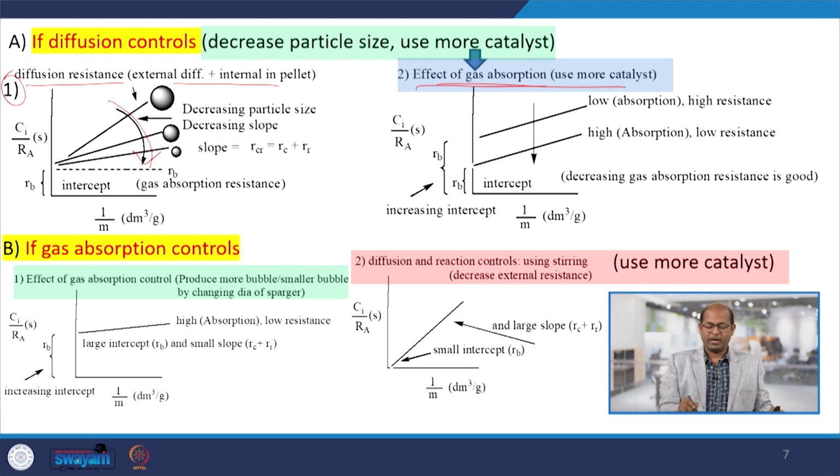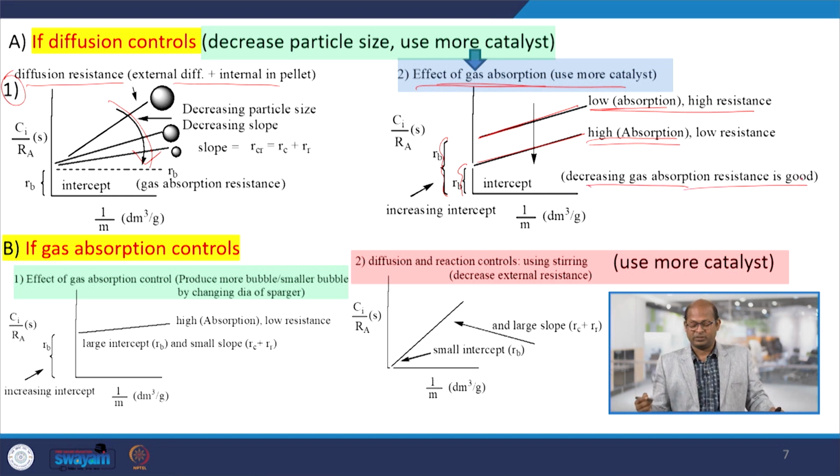If we use more catalyst, what would happen? Here there is low absorption in this case. See, here the resistance was this, and if we use more catalyst, the absorption intercept is this. The diffusional resistance remains the same, but we can decrease the absorption resistance. Decreasing the gas absorption resistance is good. Initially the gas absorption resistance was this, and if you use more catalyst, the gas absorption resistance would be low. So this part also we can control by using more catalyst for that system.